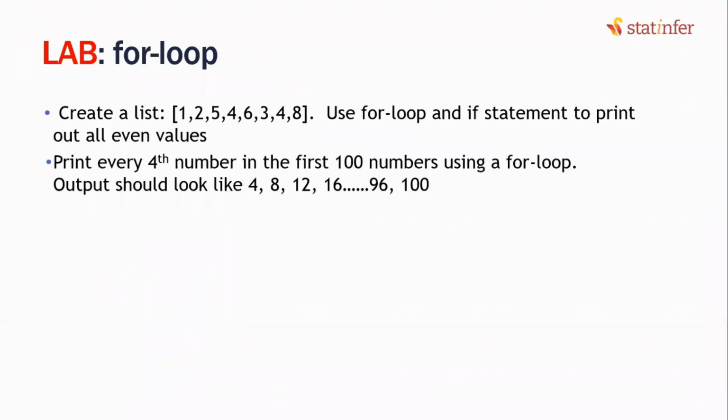Let us do the exercise related to the for loop. I want you to understand this lab exercise, what exactly is required here. Create this list, use a for loop statement to print out all even values. Don't print the complete list. You have to print the even values out of this list. Print every fourth number in the first 100 numbers using a for loop. The output should look like this. Also try to use the break statement. Maybe instead of 100, take 200 numbers, only break after 100 numbers. Try that exercise as well. That is our lab exercise, just to recap the for loop concept.